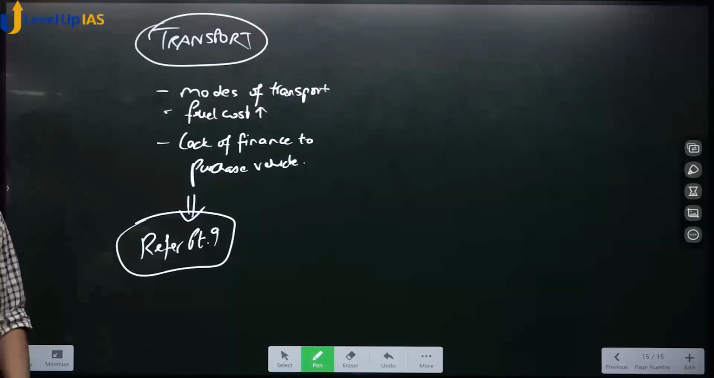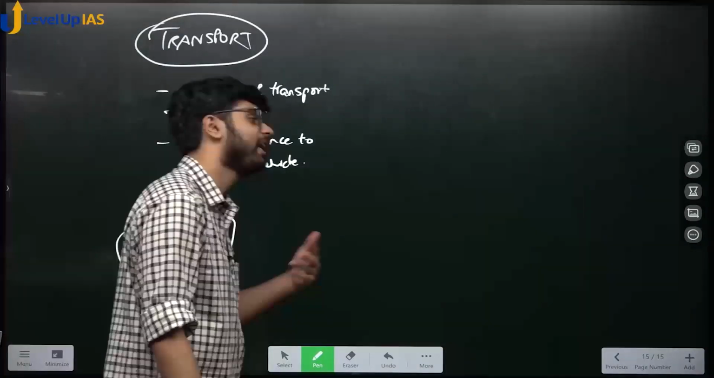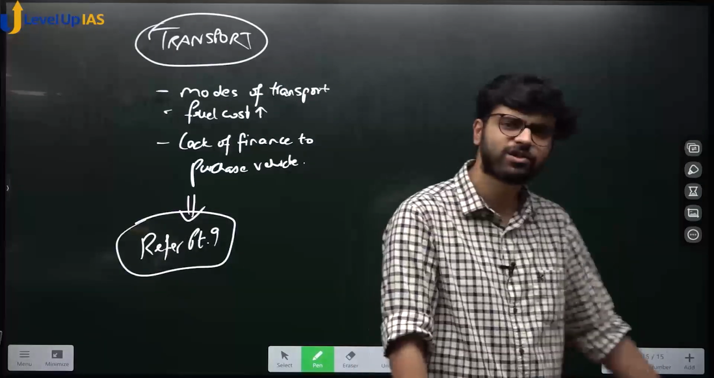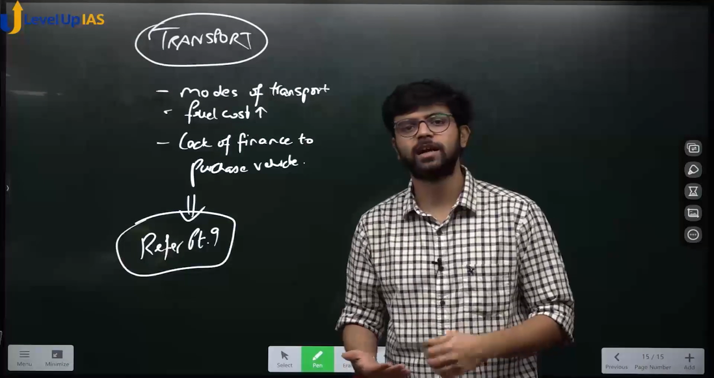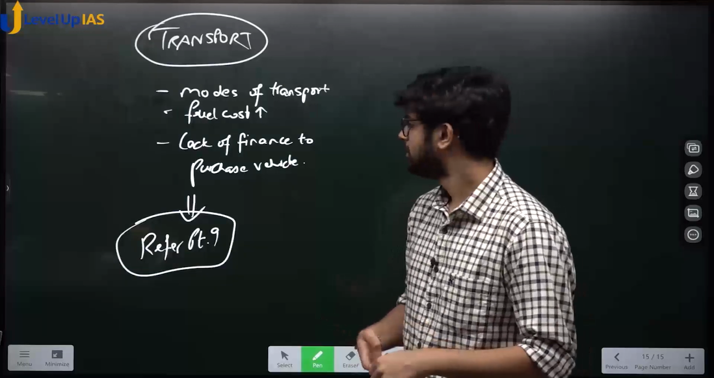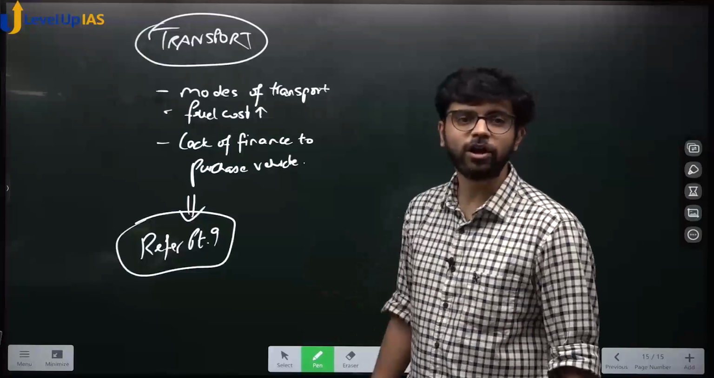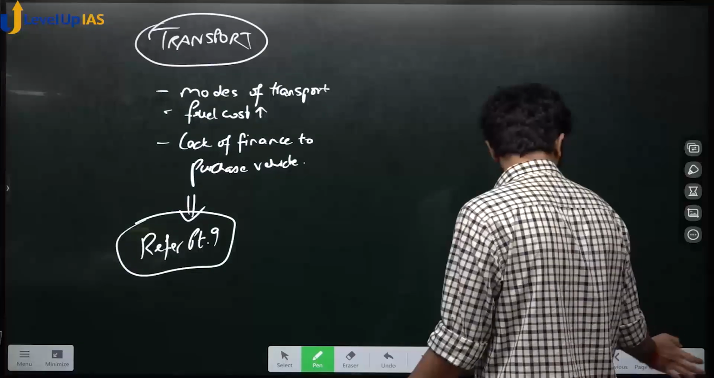Same thing. What are the issues in civil aviation? What are the issues in railways? What are the issues in roads? We have discussed all of them in the infrastructure lecture. Right? So refer to point 9. Why repeat all of them? So let us move on to the third one.